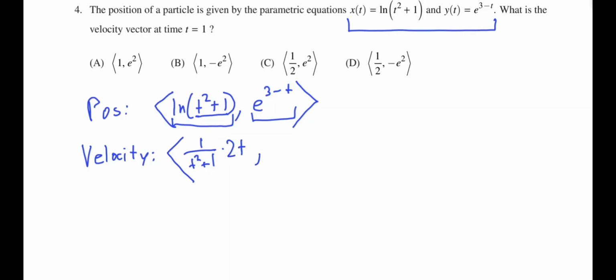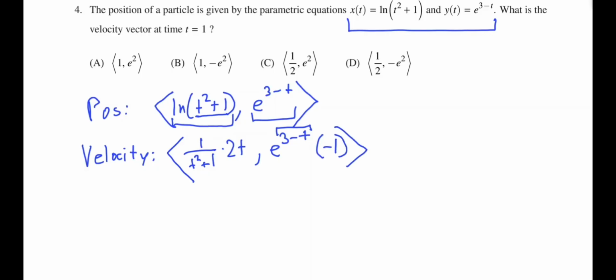Okay, and then for the y direction, the derivative of e raised to any power would be that same function itself, e to the 3 minus t. But we have to use the chain rule because the power is not just t, it's 3 minus t. So the inner function's derivative, the derivative of 3 is 0, and the derivative of negative t would be negative 1. So let's multiply this by negative 1, which again would be the inner function's derivative.